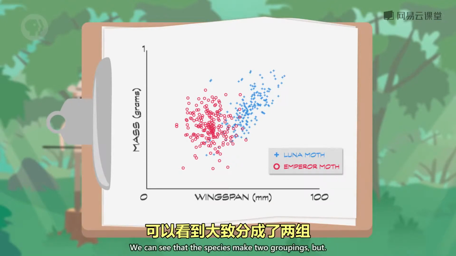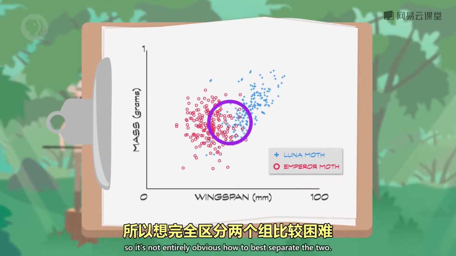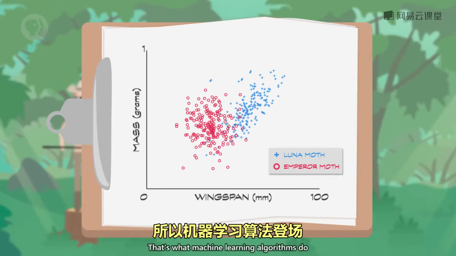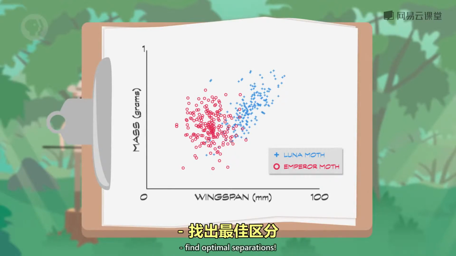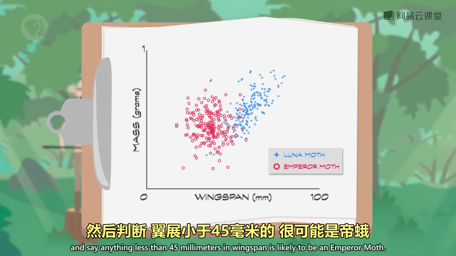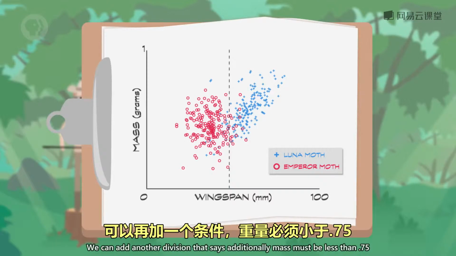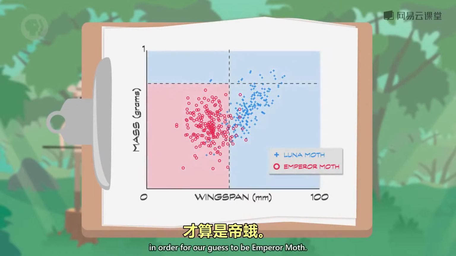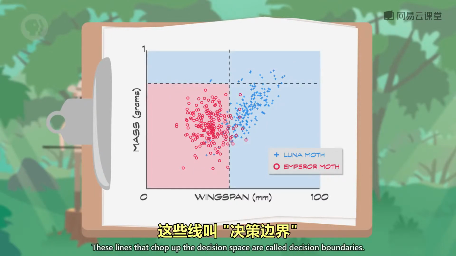We can see that the species make two groupings, but there's some overlap in the middle, so it's not entirely obvious how to best separate the two. That's what machine learning algorithms do, find optimal separations. I'm just going to eyeball it and say anything less than 45 millimeters in wingspan is likely to be an emperor moth. We can add another division that says additionally, mass must be less than 0.75 in order for our guess to be emperor moth. These lines that chop up the decision space are called decision boundaries.